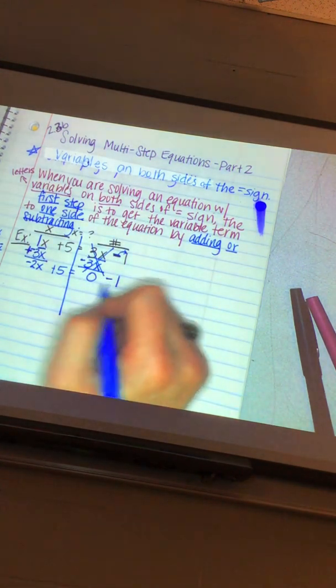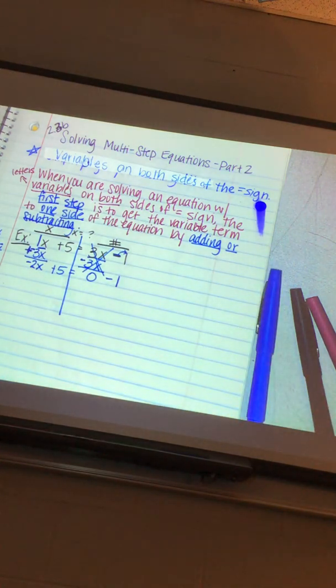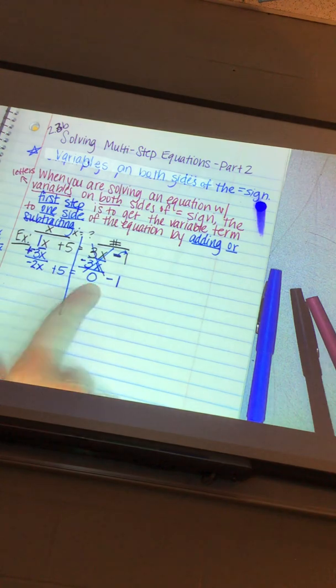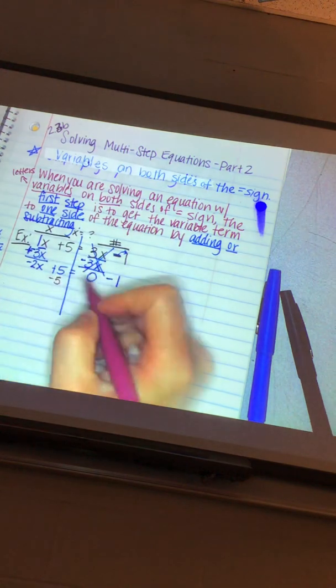So now, do we see any other things that need to be moved? Yes, this number is still on the x side. He needs to move to the number side. So we're going to do the same thing to him. We are going to subtract that from both sides of numbers.